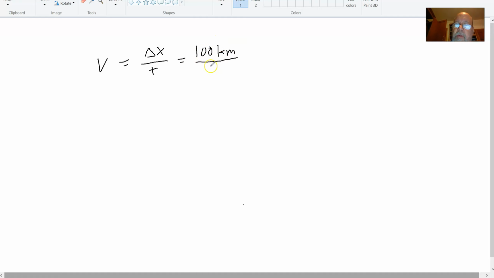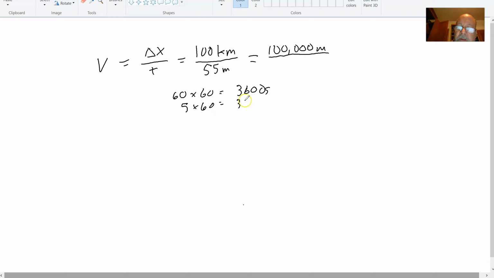Well, we don't like kilometers per minute as units. And so if I know that there are 1,000 meters in a kilometer, I can multiply 100 times 1,000 and say that there are 100,000 meters. And then I know that in 60 minutes there are 3,600 seconds, right? 60 minutes times 60 seconds is 3,600 seconds. And then in 5 minutes, I know that there are 300 seconds. So I'm just going to subtract 300 from 3,600, and I'm going to get 3,300 seconds.